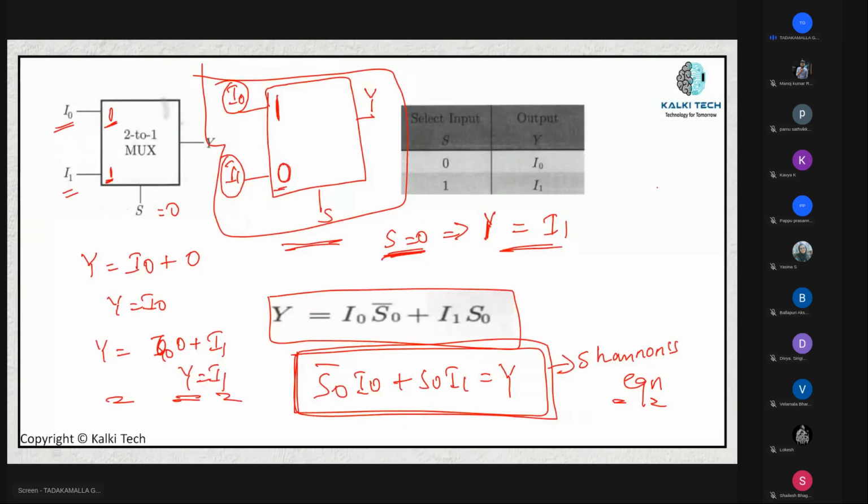Okay, once again I will tell. 0 represents the first pin and 1 is the second pin. So if s is equal to 0, what should we select? The first pin we should select, that is I1. And if s is equal to 1, we should select the second pin, that is this one. If nothing is written, then we can follow the default one, that is if s is equal to 0, this pin we can select, and if s is equal to 1, the second pin.